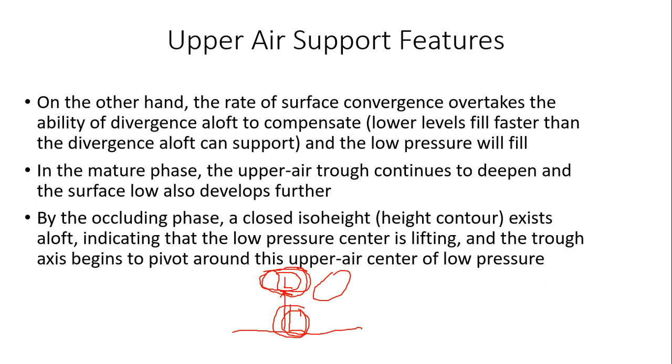This, by the way, the beginning of the occluded phase is usually when the storm reaches peak intensity. But then this upper level trough closes off, we have a closed height contour around it, and it tends to move quicker than the surface low. So now we have a vertically stacked system, which eventually is going to result in a conversion from a baroclinic low to a barotropic cold core low.